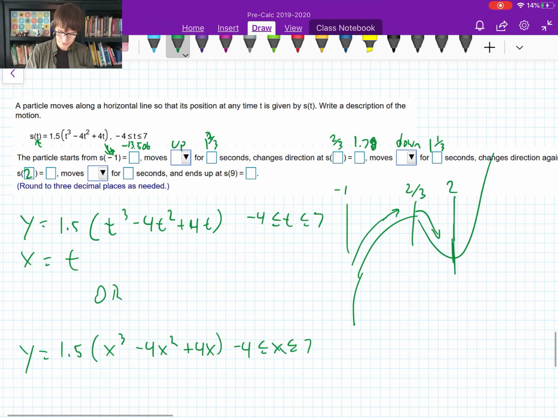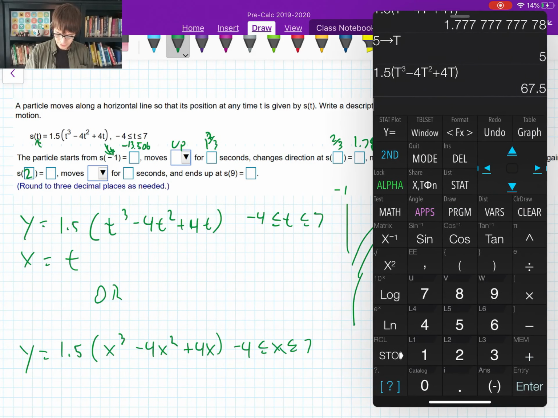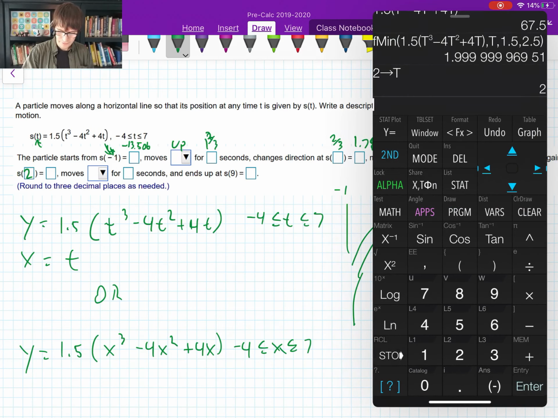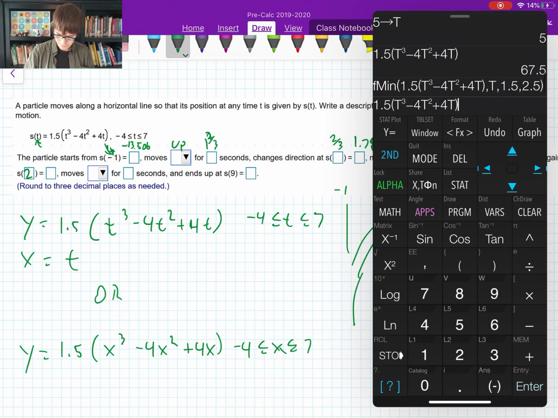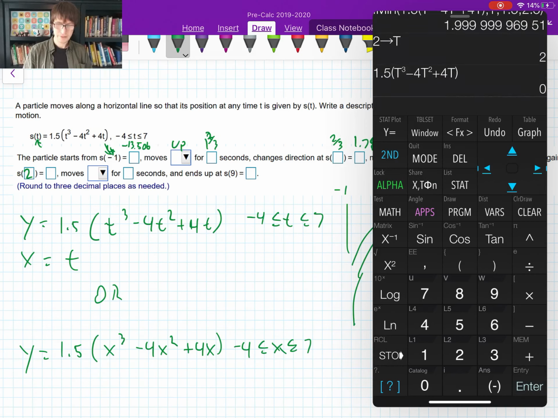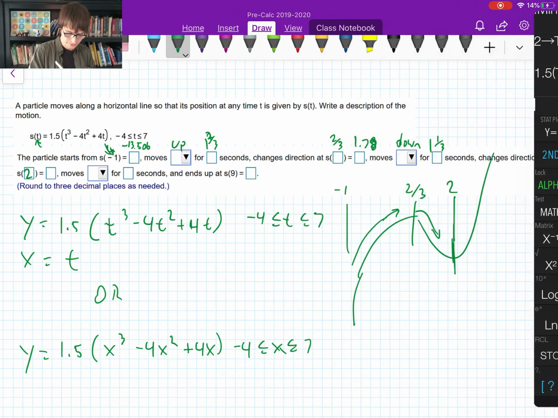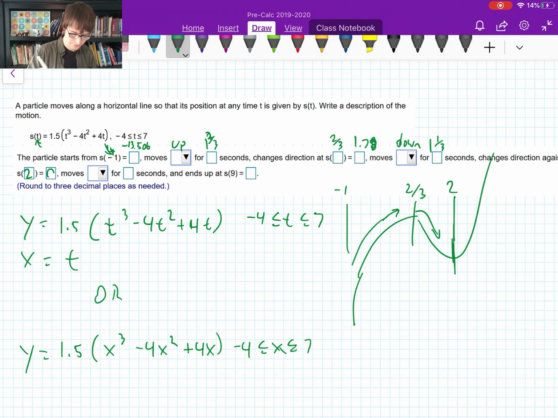It changes direction at s equals 2, s of 2. What is s of 2? Well, we'll just plug that in. So we'll say 2 is t. We'll hit that function again, and that's 0. That is a 0 of the function. So s of 2 equals 0.